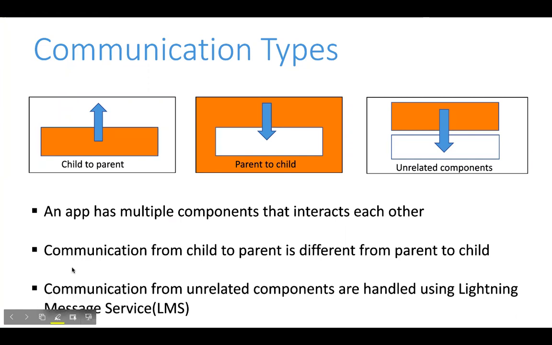As you all know, a Lightning app consists of multiple components. Component-based development allows us to reuse and it supports modularization. So what is communication from one component to another? Since we are using multiple components inside an app, we may need to pass data from one to another. This is the communication. That means we want to send something from one component to another component. Communication from one component to another varies by how they are related.